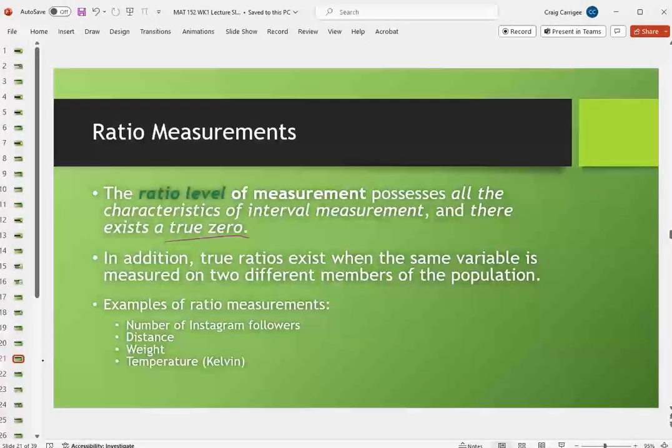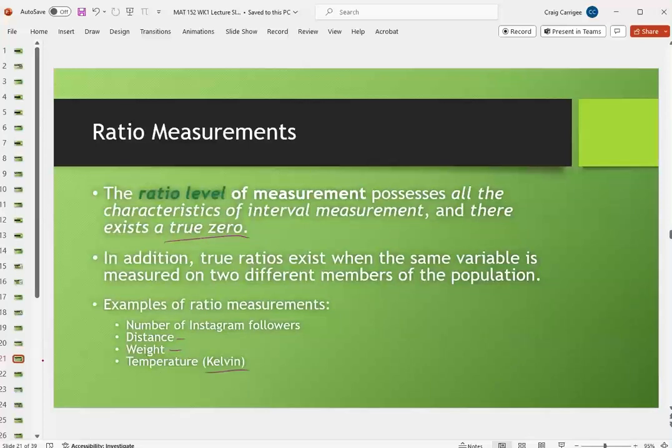Distance. We can travel 0 distance, and that means something. It just means you didn't move. You can have 0 weight. In some cases, it might be something like an astronaut who is weightless, or it could just be something that is a really, really light weight that's very close to not having any weight, like a feather or something like that, a really small value.